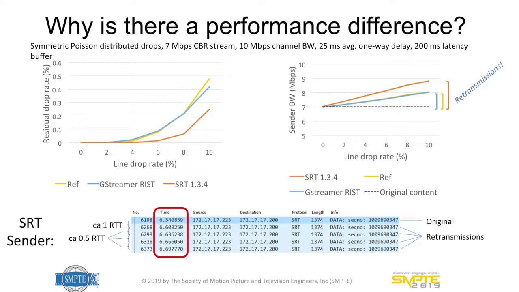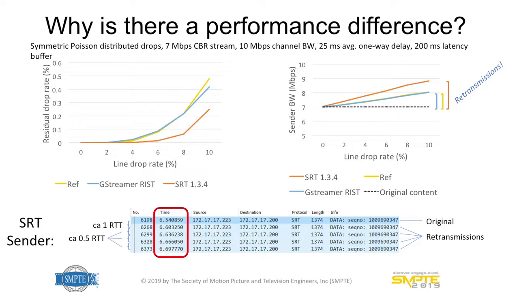So we can see that for any given line drop rates, we have SRT actually using double the amount of retransmission bandwidth. And this is a trade-off here because this extra bandwidth could have been used for better codec quality. So they're trading video codec quality for retransmission recovery, which could be a very good trade-off, but just know that it's there.